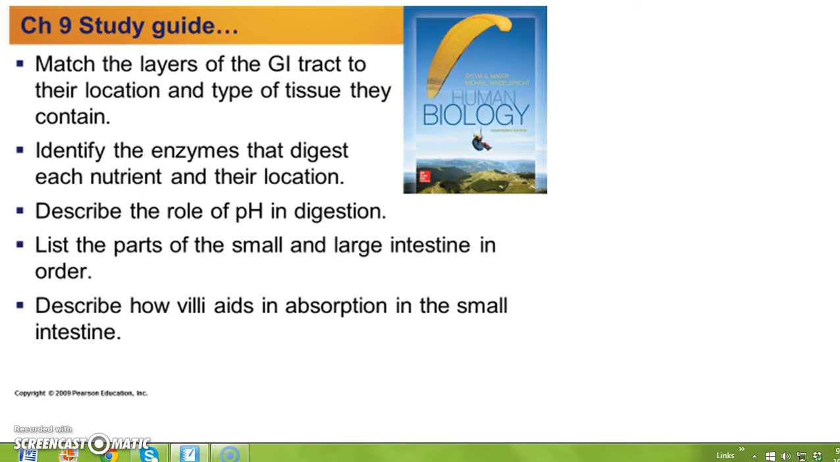If you've got your PowerPoint with you, I'm going to be addressing mainly the first few slides, or the first few objectives on our study guide, and we'll end with the small intestine and pick up with the large intestine on Wednesday when we're live again.